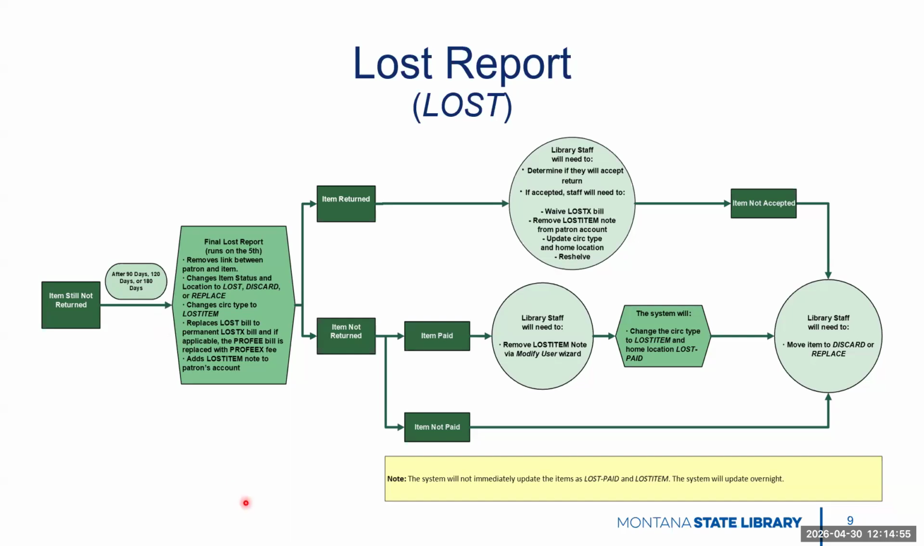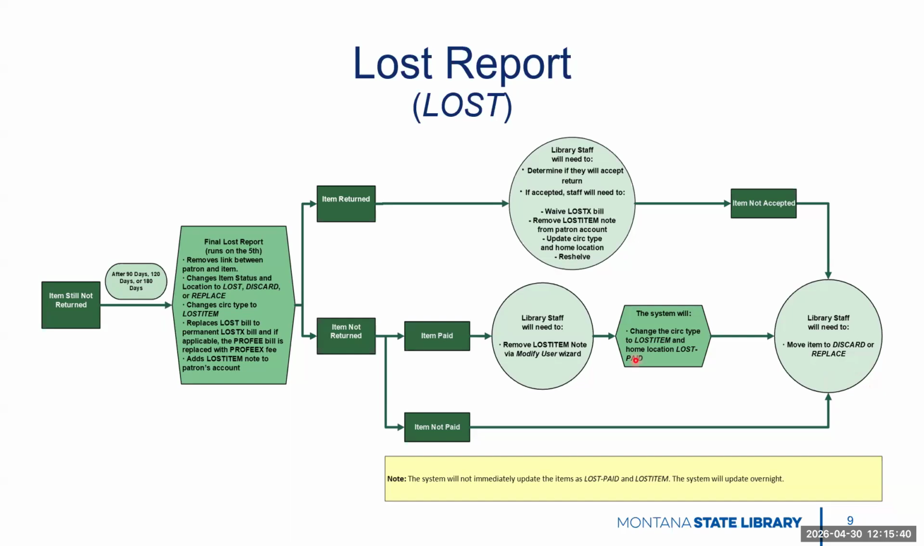So moving through the chart, let's go through what happens if the item is not returned at this point. If the item's not returned and it's not paid for, the bill is going to stay on the patron's account, the note's going to stay on the patron's account, and the item is going to stay exactly as it is with the circulation type of lost item and a location of lost until staff manually edit the item. So either they move the item to discard or replace, and then they won't really need to do anything at that point until a user comes in and pays their bill, or whatever your normal bill process is at that point.